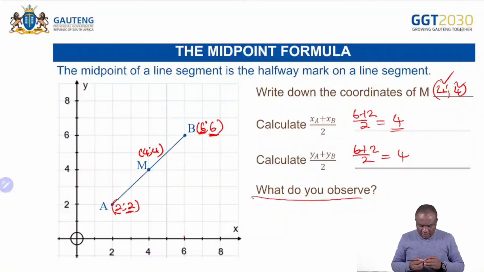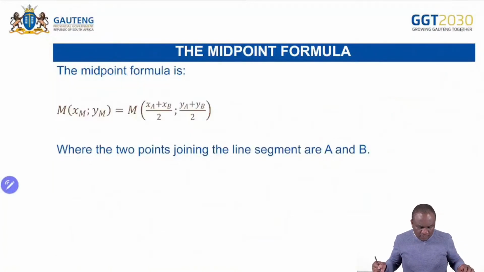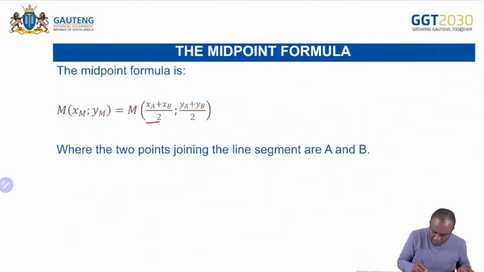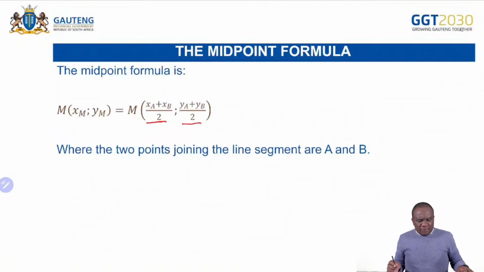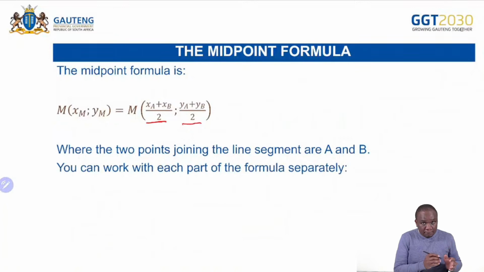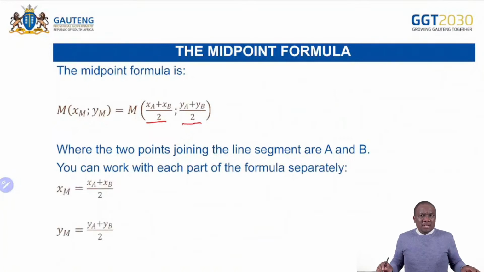Let's write our notes. I want you to write this. So this is the midpoint formula. You see, the x coordinate of the midpoint, the y coordinate of the midpoint. That's how you find it, where the 2 points joining the line segment are A and B. You can even work with these x coordinates and y coordinates separately. Let me give you 2 minutes to write your notes.